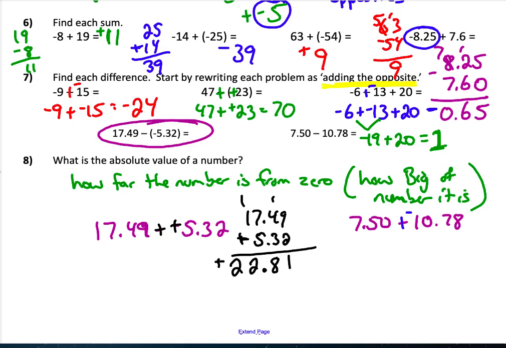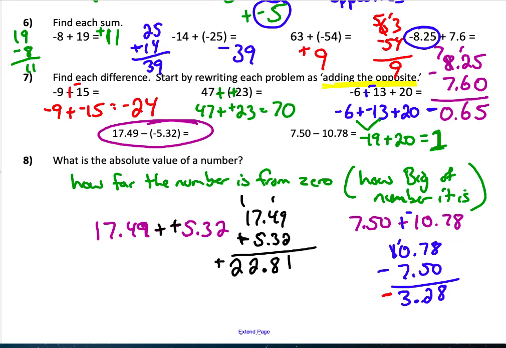They have different signs, so I'm going to subtract. But 10 is bigger than 7, so the 10 is going to go on top. The 7 goes on the bottom. I'm going to subtract, and I get 3.28. But they had different signs, so I've got to take the sign of the higher number. The 10 was bigger than the 7, so the negatives are going to win. Negative 3.28. All right, so there's your answers for the front side.